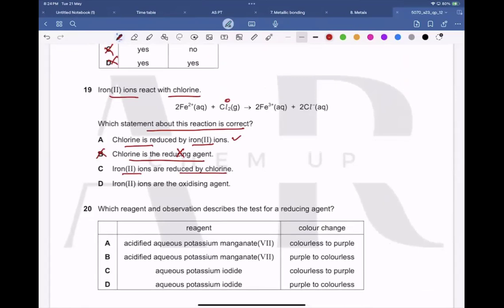Iron 2 ions are reduced by chlorine. No, iron 2 ions are oxidized by chlorine because it's changing from +2 to +3. So C goes wrong. Iron 2 ions are the oxidizing agent. No, wrong, because if they are being oxidized, they must be the reducing agent. So D goes wrong. So we are left with only option A. So option A is correct.